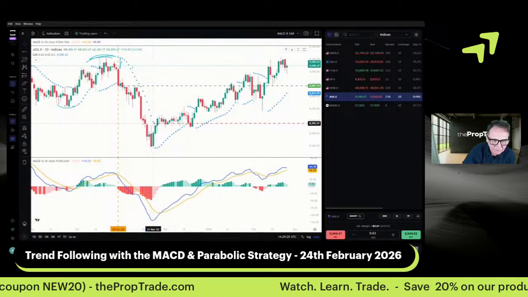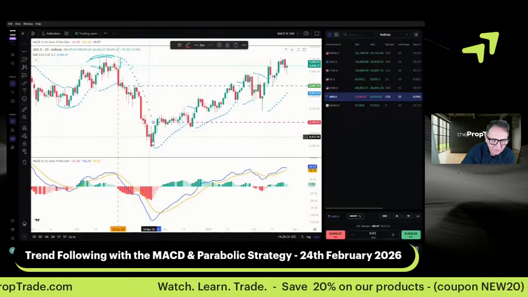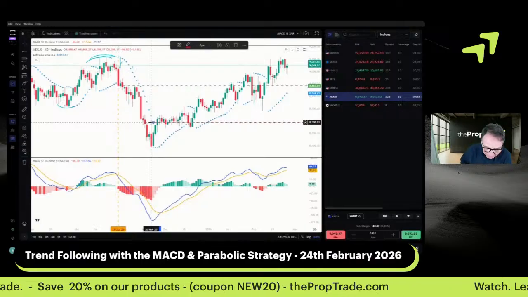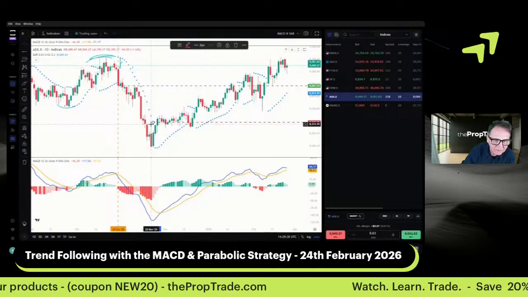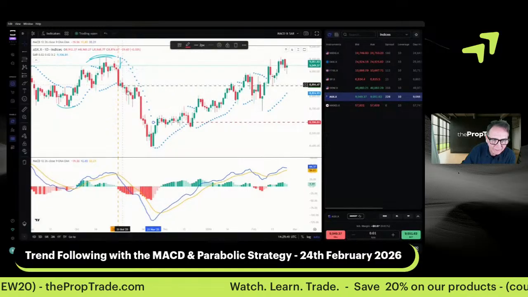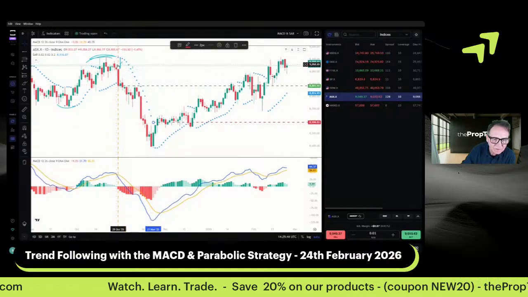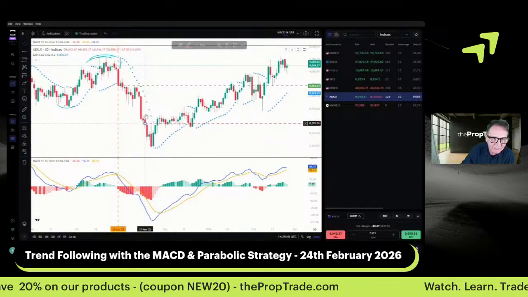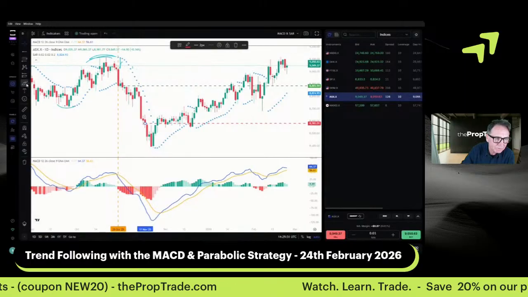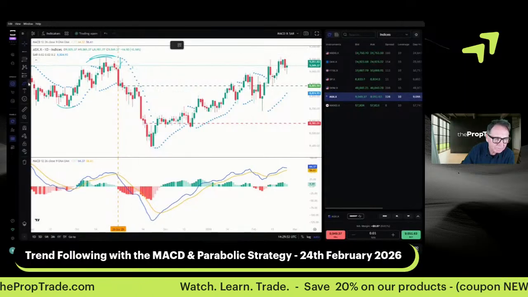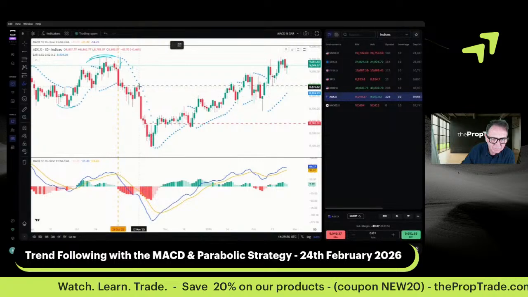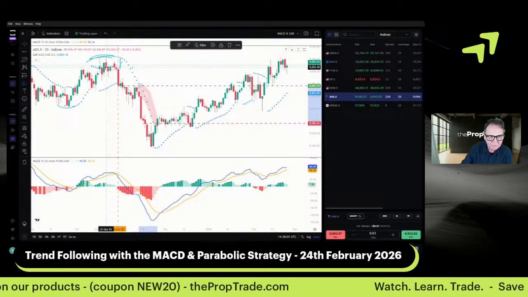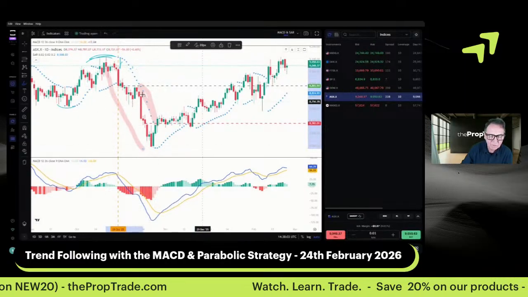If we'd used the parabolic SAR, we would have been stopped out as it reversed. So we've given up all that. But as with most trend following strategies, that's what happens. You don't get the whole of the run. But even so, we get taken out here. We didn't get quite in right at the top, we didn't get quite in right at the bottom, but we've taken a massive amount of that. We've taken the majority of this big leg there. That's the total run, but we've taken a nice old chunk of it.